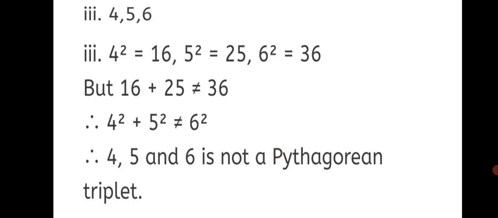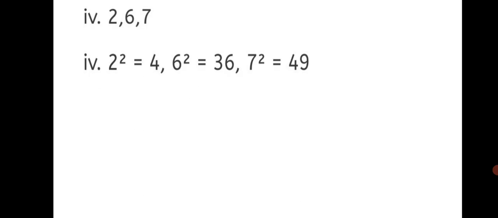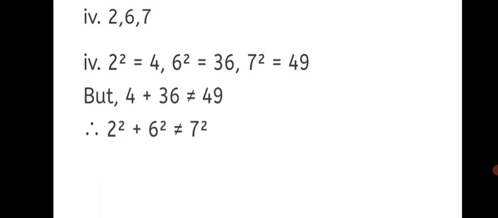Okay. Next question number 4. 2, 6, 7. Let's write down the squares. 2 square is equal to 4. 6 square is equal to 36. 7 square is equal to 49. Now we shall add which squares? Square of 2 and square of 6. That is 4 plus 36 is not equal to 49. 4 plus 36 should give us 40. So it's not equal to 49. That's why we can write 2 square plus 6 square is not equal to 7 square.